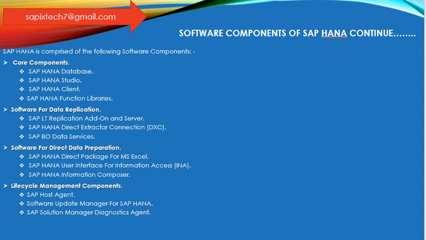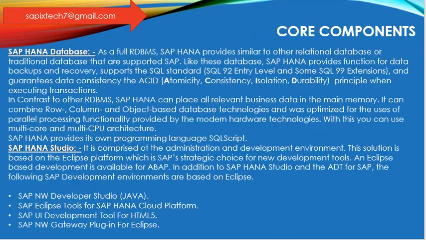So let's see the core component first. The main component of SAP HANA is the SAP HANA database. We know that. This is nothing new. It's an old RDBMS concept. But in contrast to other RDBMS, what exactly is different with SAP HANA? This is our objective to learn.